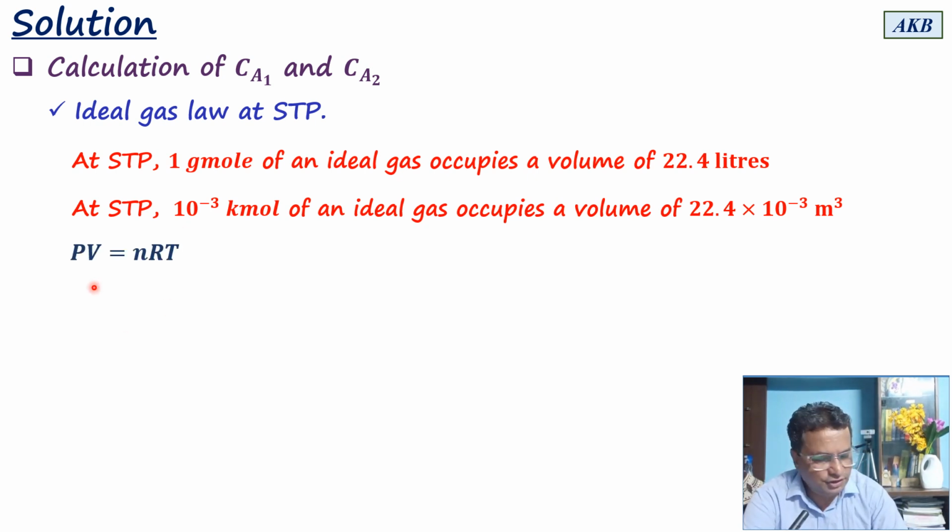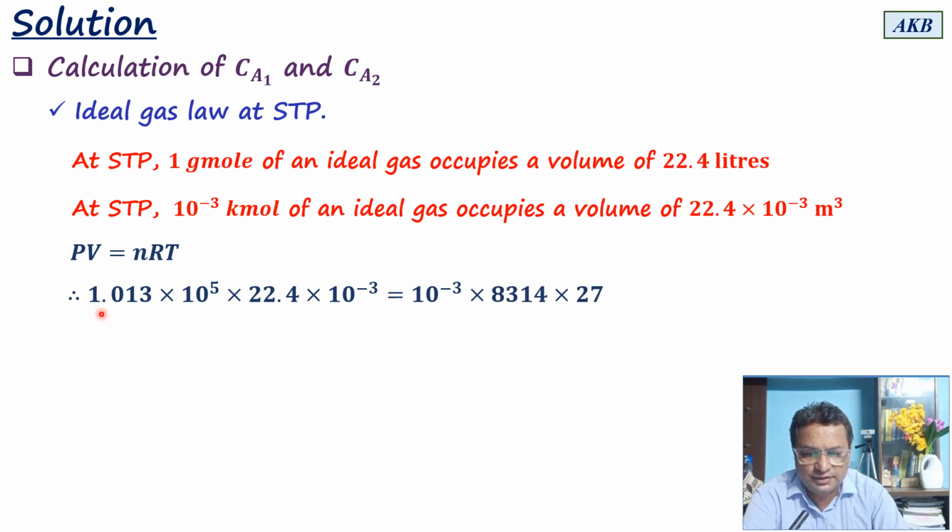Now let us use the law. So you have PV equal to nRT. Pressure is 1 atmosphere. In Newton per meter square it is 1.013 into 10 to the power 5. Volume in meter cube is 22.4 into 10 to the power minus 3. That is equal to 10 to the power minus 3 into 8314. This is the value of R.